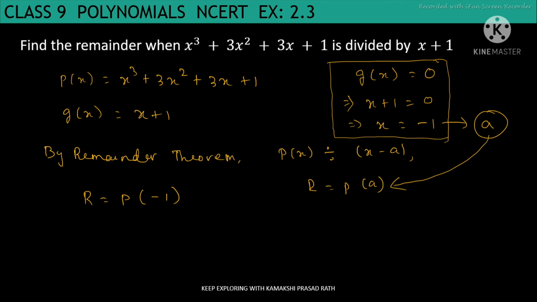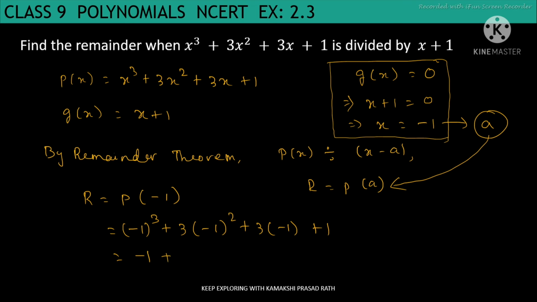Now what is p of minus 1? p of minus 1 is nothing but, in place of x in this polynomial, we will use minus 1. So x cubed becomes minus 1 whole cube, plus 3 multiplied by minus 1 whole squared, plus 3 into minus 1, plus 1. Minus 1 whole cube means minus 1 multiplied by minus 1 multiplied by minus 1. Or you can say an odd power of minus 1 always gives you minus 1.